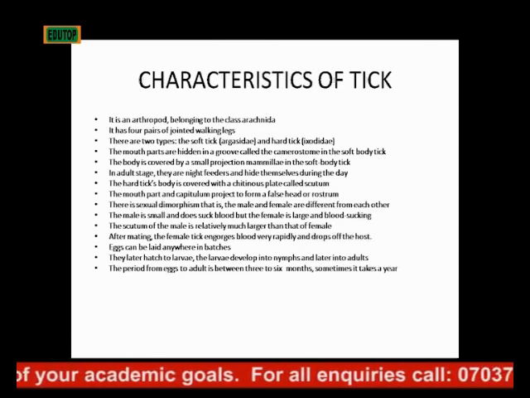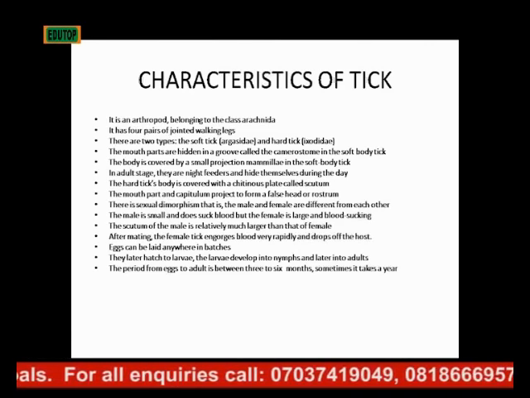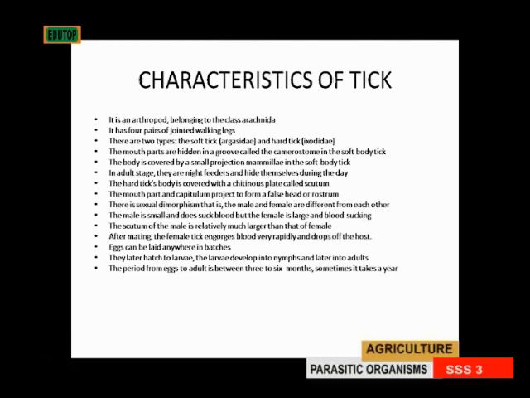They later hatch to larvae, that's the eggs later hatch to larvae. Then the larvae develop into nymphs and later into adults. So you see that tick does not undergo complete metamorphosis from eggs to larvae to nymph and then to adults. The period from egg to adult is between 3 to 6 months, and sometimes it takes a year.